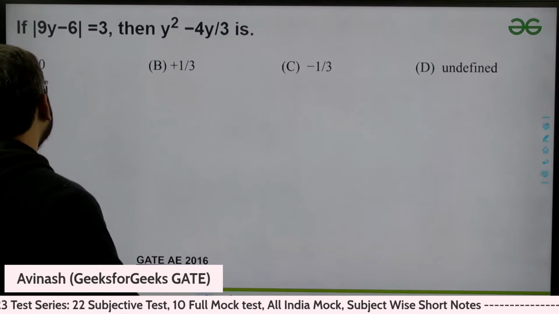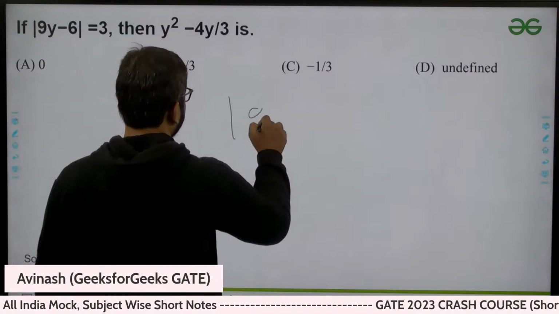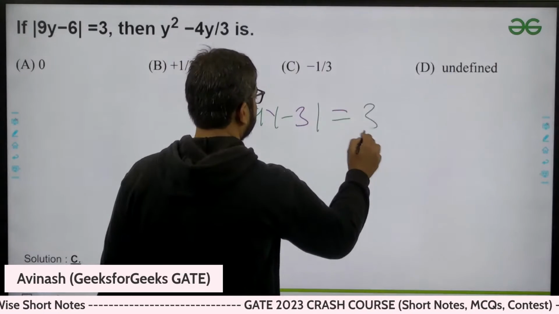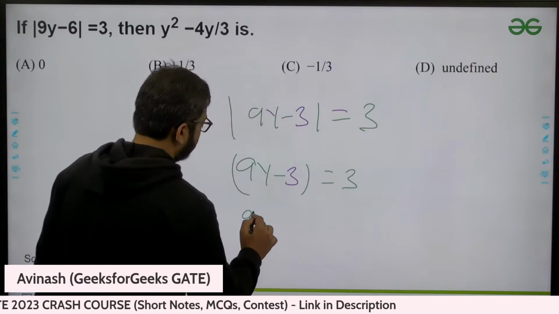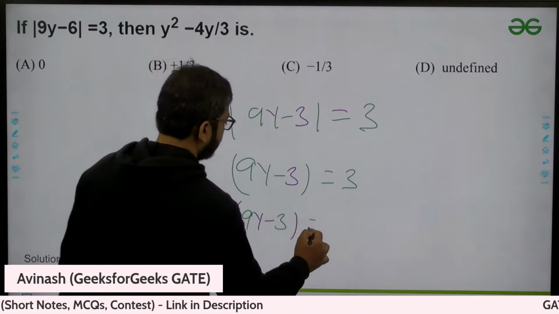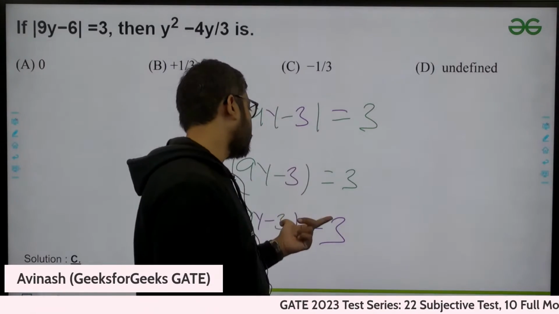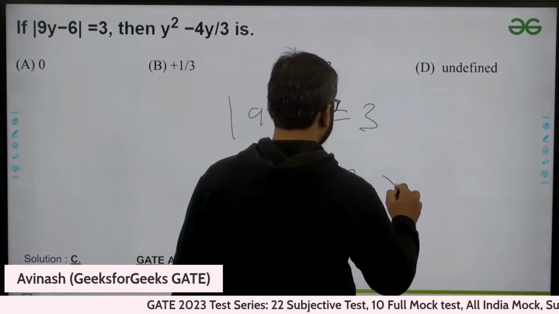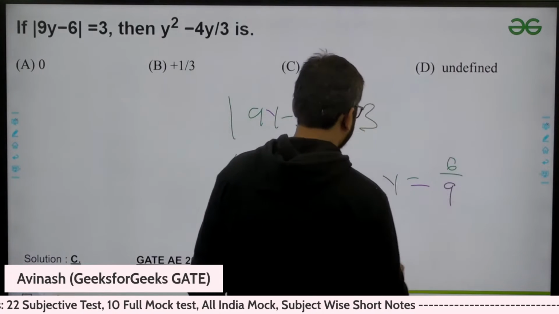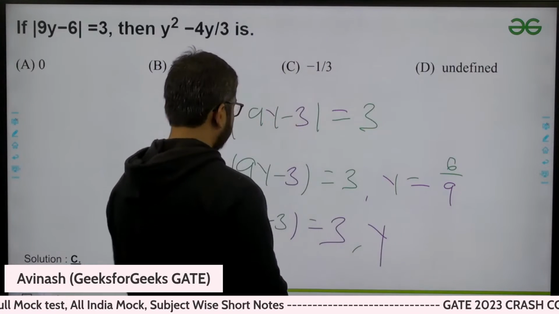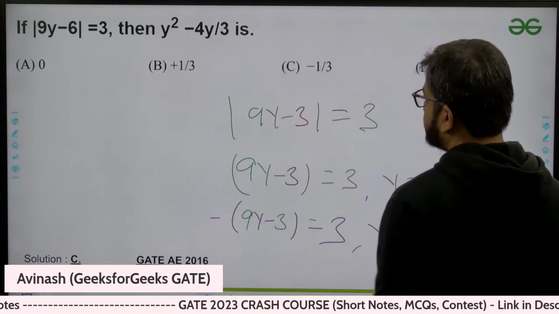See this question, mod of 9y plus 6 is equal to 3. I just want to explain one thing here. The mod function: 9y minus 3 is equal to 3, and 9y minus 3 is equal to 3. This is the basic property of the mod function. From here, if I'm solving, y is equal to 6 by 9. And from the other, y is equal to minus 3, this will be 0, y is equal to 0. So we have to find y square minus 4y by 3.